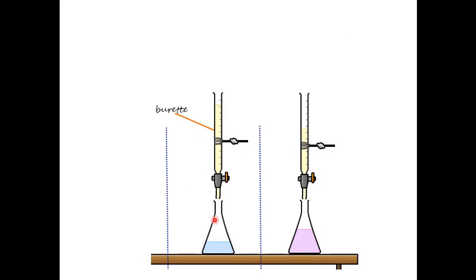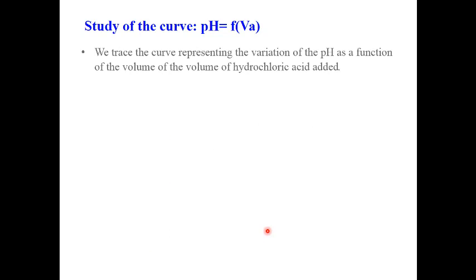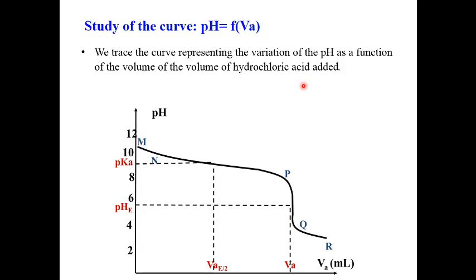Now, in the burette, we have the hydrochloric acid HCl, having an initial concentration of Ca equal to 10 to the power minus 2, and we will add HCl until reaching equivalence. As you can see here, this is equivalence, and we will be measuring the pH after each addition. This will allow us to trace the curve representing the variation of the pH as a function of the volume of hydrochloric acid from the burette.